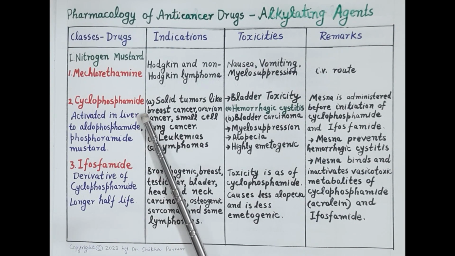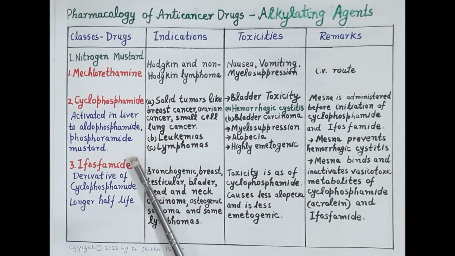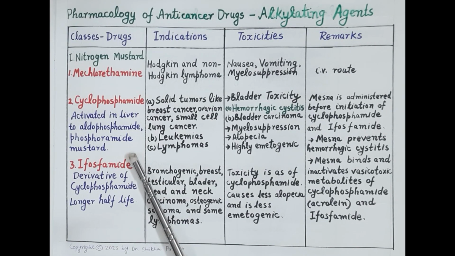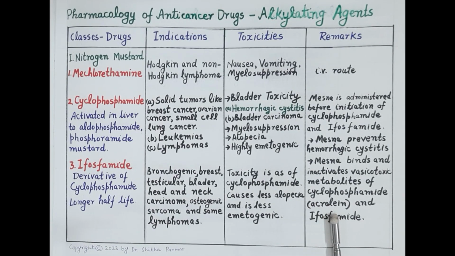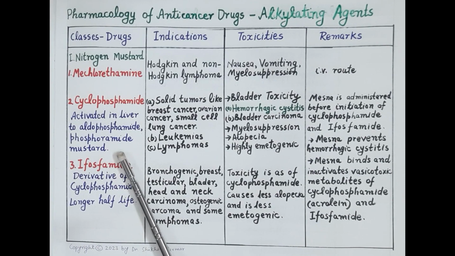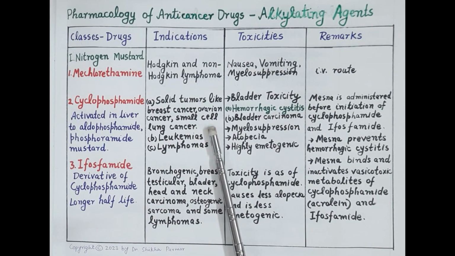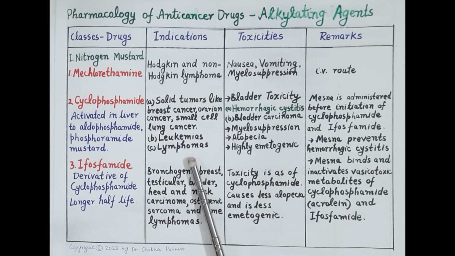Now, cyclophosphamide is inactive as such, but it is biotransformed in the liver to produce active metabolites, namely aldophosphamide and phosphoramide mustard. In addition to this, it also produces another toxic metabolite, that is acrolein. Cyclophosphamide is highly efficacious in treating solid tumors like breast cancer, ovarian cancer, and small cell lung cancer, and it is also effective in the treatment of leukemias and lymphomas.